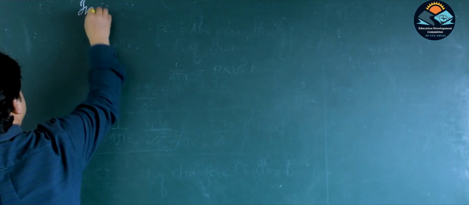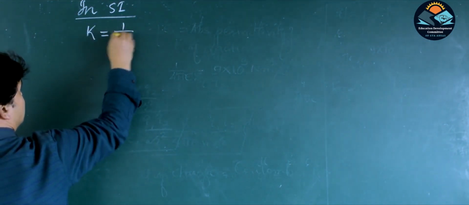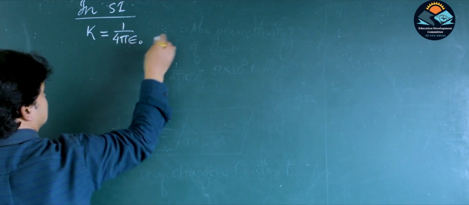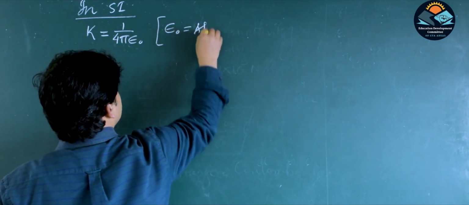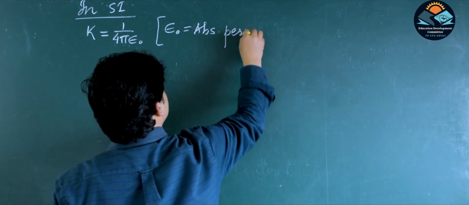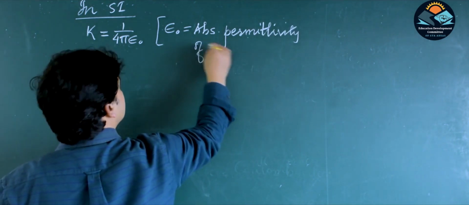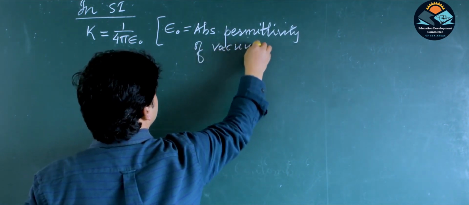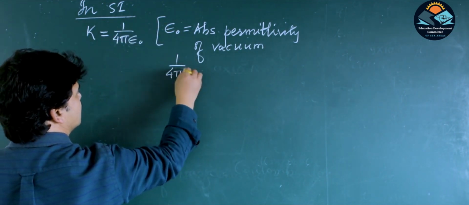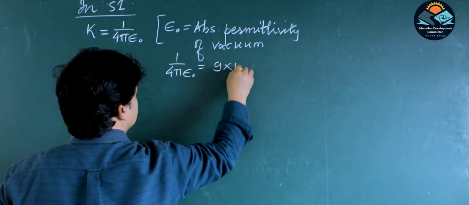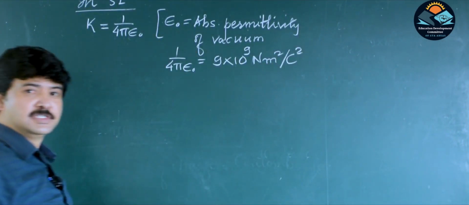Now in SI system, the value of K is 1 by 4 pi epsilon naught, where this epsilon naught is the absolute permittivity of vacuum, and the value of all of this is 9 into 10 to the power 9 Newton meter square per Coulomb square.